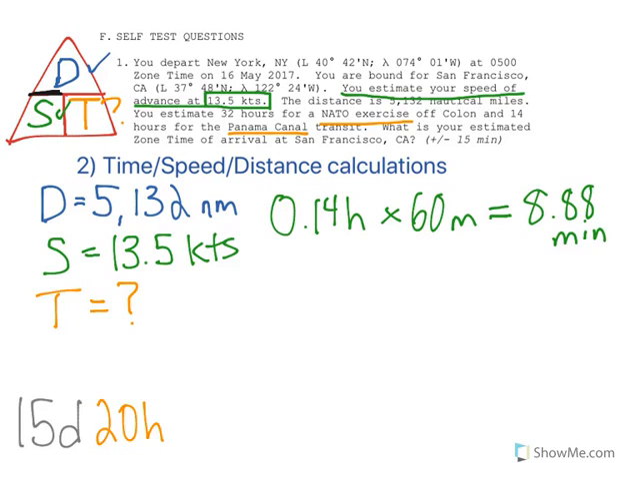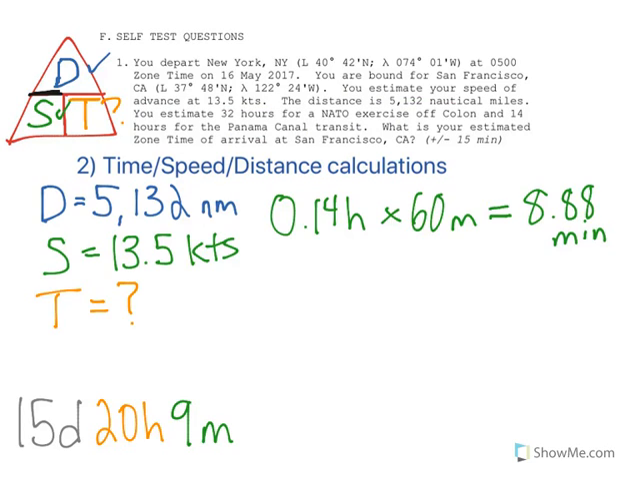And we can round that to 9 minutes, because 0.88 minutes on a long journey, we're not concerned about seconds. We are concerned about minutes, though. So we'll bring that 9 minutes down next to our 15 days and 20 hours. And that's how long it'll take us to transit from New York to San Francisco.